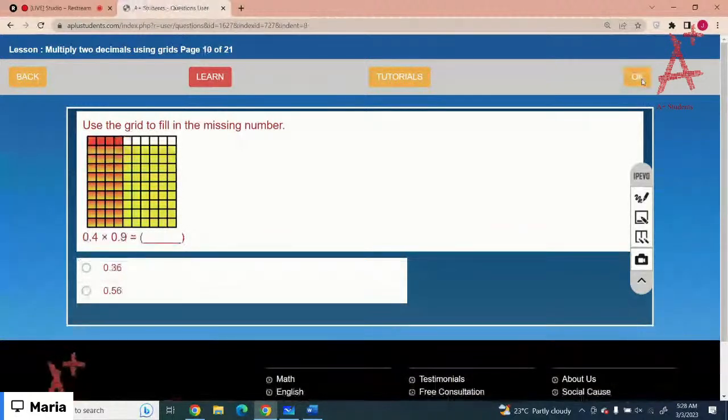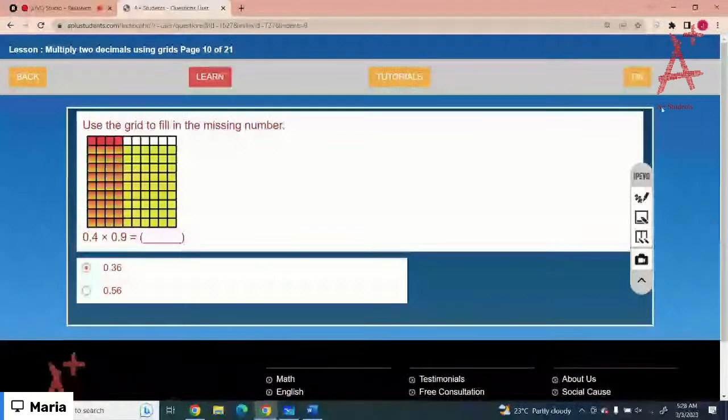Okay, 0.4 times 0.9 equals 9 times 4 is 36. That would be 0.36. Got it?